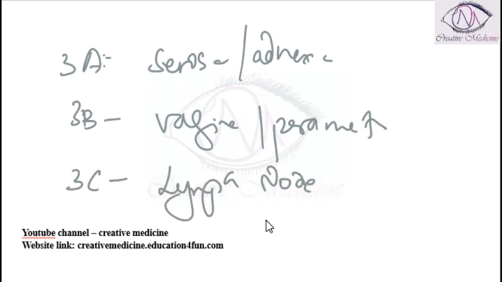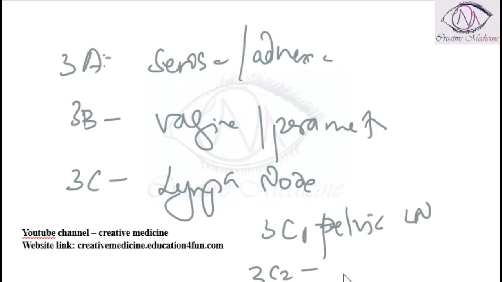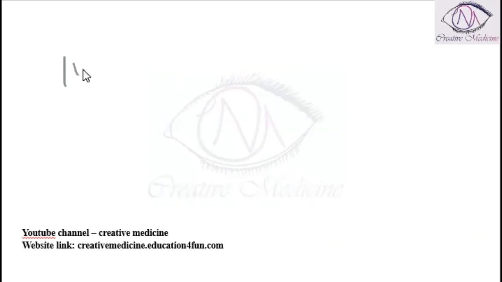Stage 3C1, in stage 3C1 pelvic lymph nodes are involved. Stage 3C2, in stage 3C2 para-aortic lymph nodes are involved. Stage 4, there will be metastasis.